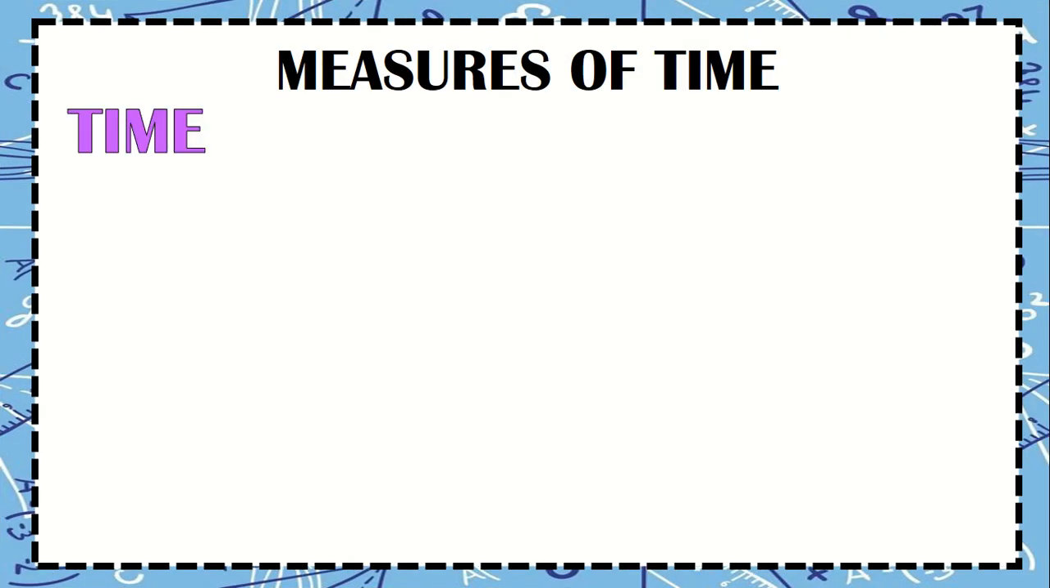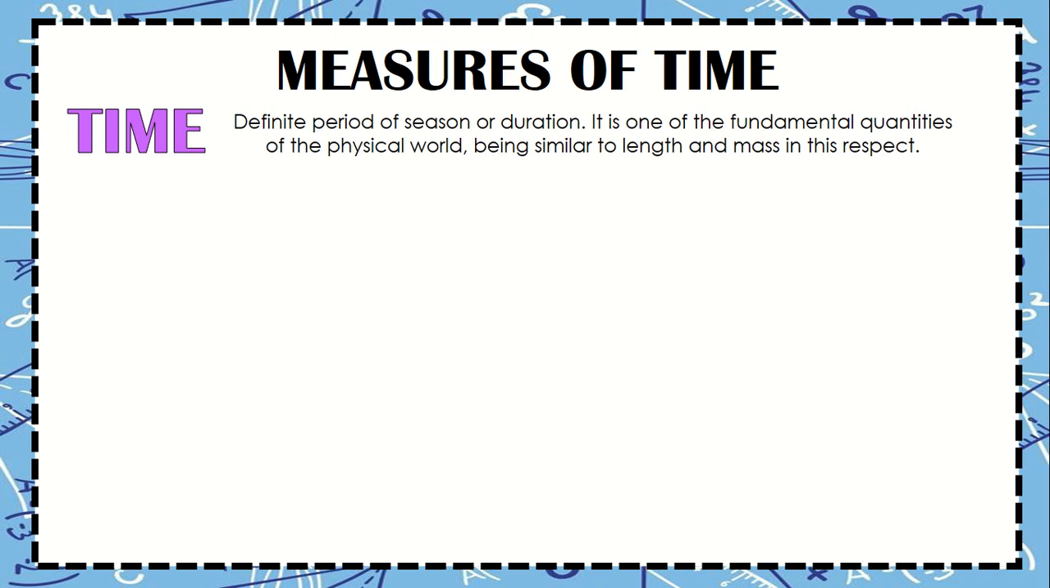Next, dito tayo sa ating time. Ano nga ba yung ating time? So, time is definite period of season or duration. It is one of the fundamental quantities of physical world, being similar to length and mass in this respect. Sa pagko-convert ng time, pag-identify ng time, meron tayong tatlong pinagbibisan.